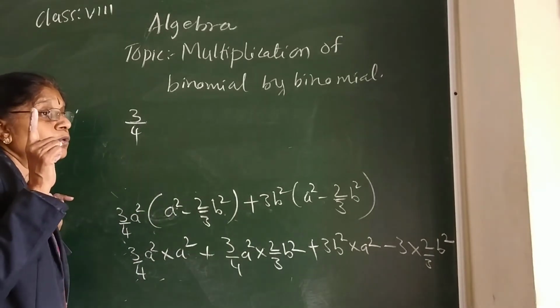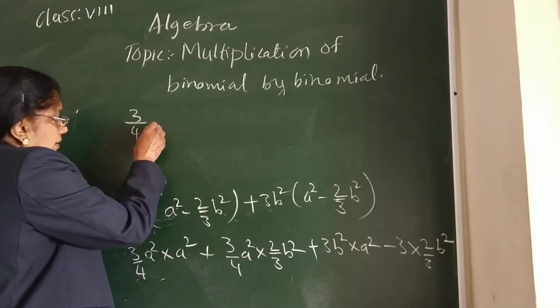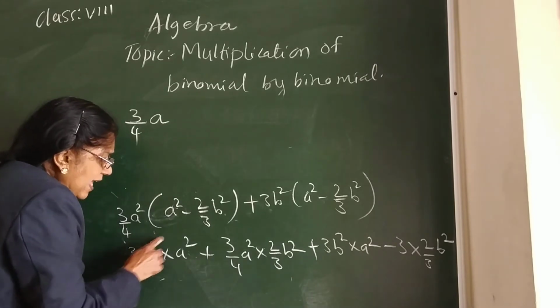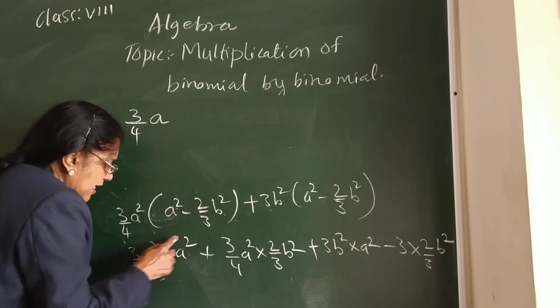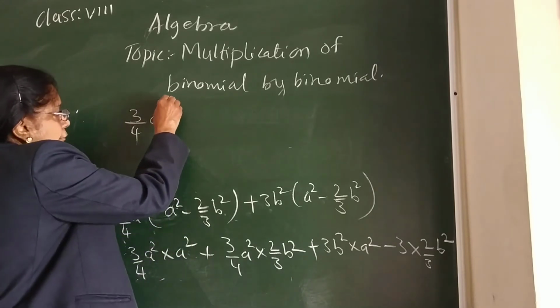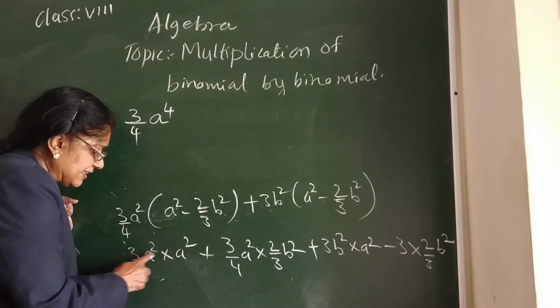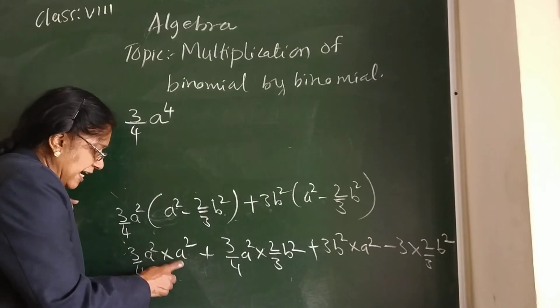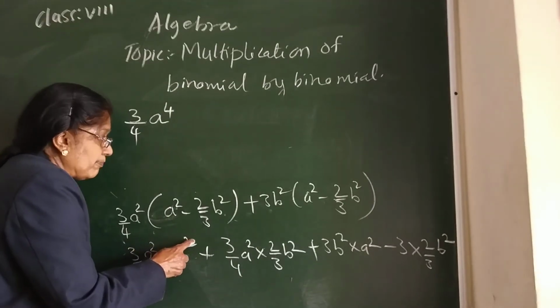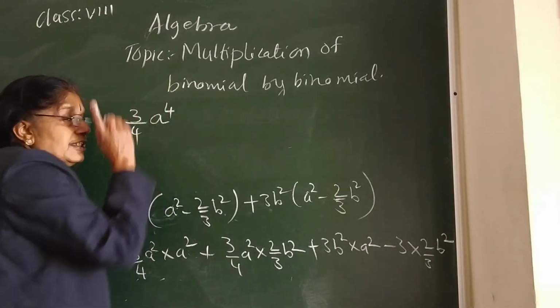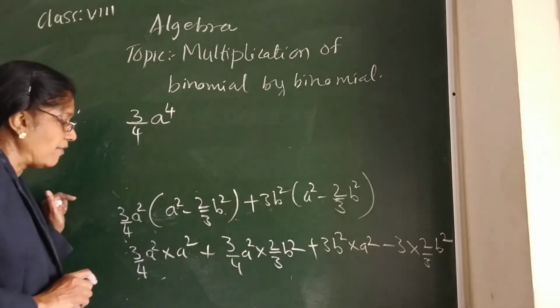What we have to do? Put a as it is. Square and square, add the exponents. 2 plus 2, 4. So it became a to the power of 4. The base is the same, so keep the same base and you have to add the exponents. 2 plus 2 is 4. So it became a to the power of 4.